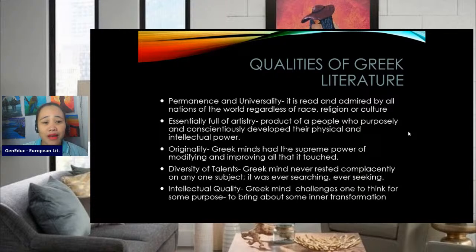And then the third, we have here originality. I love it. Then fourth, diversity of talents. If you are talented, you are not just focused on one talent. Why? Because they keep on searching and they are ever seeking. Intellectual quality. So Greek mind challenges one to think for some purpose to bring about some inner transformation. I'm sorry. So that's for the qualities of Greek literature.